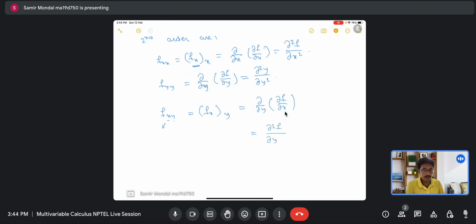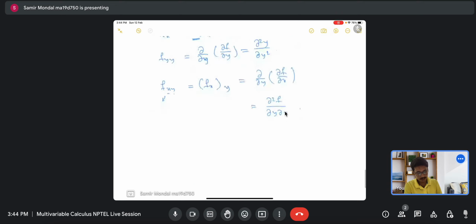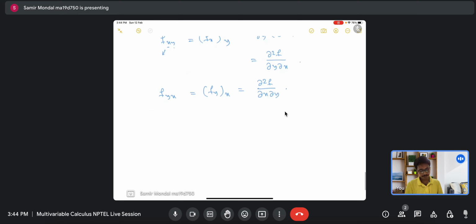Del 2 f del y del x. Similarly for this one, at first we will do it with respect to y, then with respect to x, so ultimately we will get this one. It's fine. Similarly, our higher order partial derivatives we can also define.